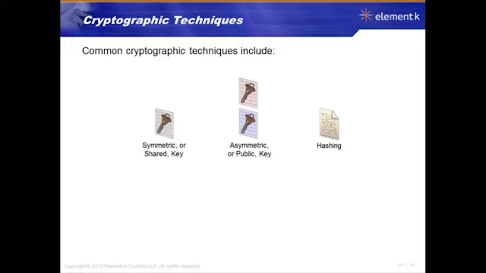That's symmetric. One key is used. Incredibly fast, incredibly strong, great. And we have asymmetric, also known as public key encryption. Great for digital signatures. Great for sharing a symmetric key, because that's a weakness with symmetric encryption, sharing that key in a secure manner without a pre-shared secret.